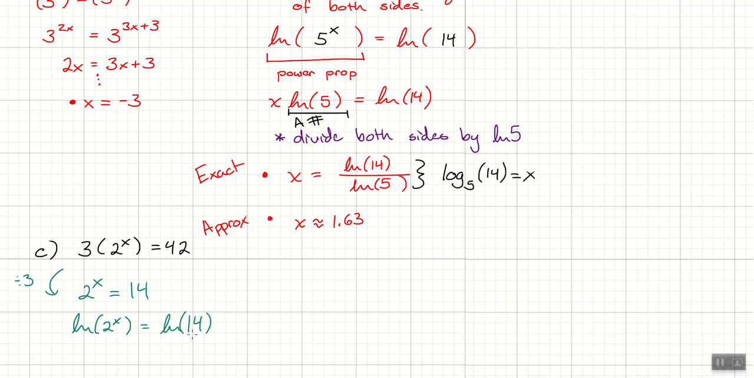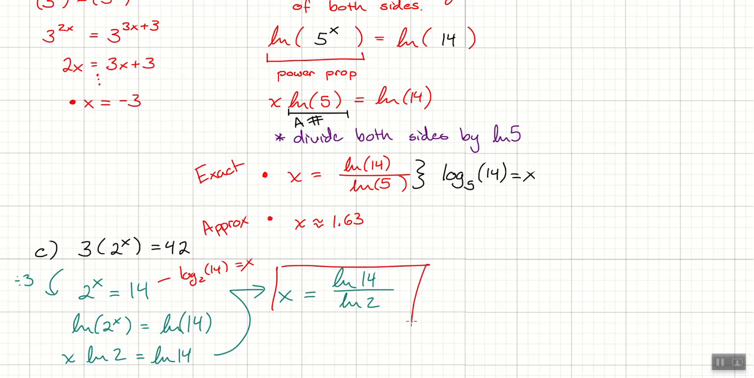Everybody cool? What moves to the front on this left side? So I get x times the natural log of 2 equals the natural log of 14. And then one last little step. What do we divide both sides by? What ugly number? Natural log of 2. If you had elected to just rewrite this off the bat as the log form of it, which is just log base 2 of 14, and you type this into your calculator, you're going to use change of base, and you're just going to type in ln of the top number, 14, over ln 2. Same answer, different technique.